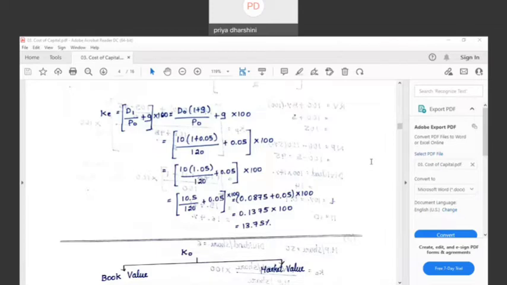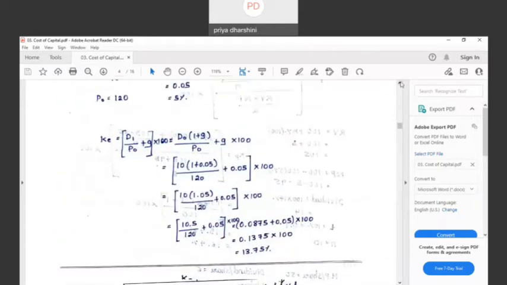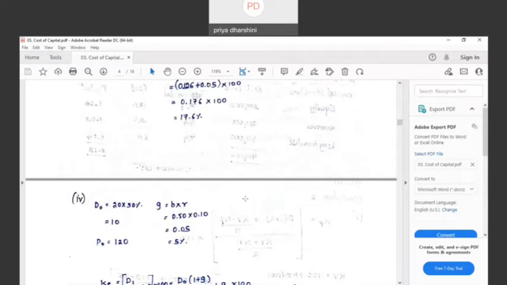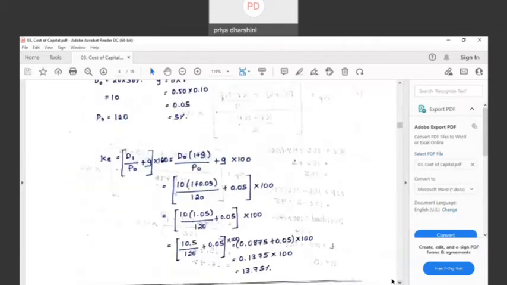Here in this sum, they have not given us the growth rate. The growth rate we had to find. How will an organization grow? If all the earnings derived by the organization are distributed as dividend, there will be no growth. So the growth will be on the basis of retention of earnings.